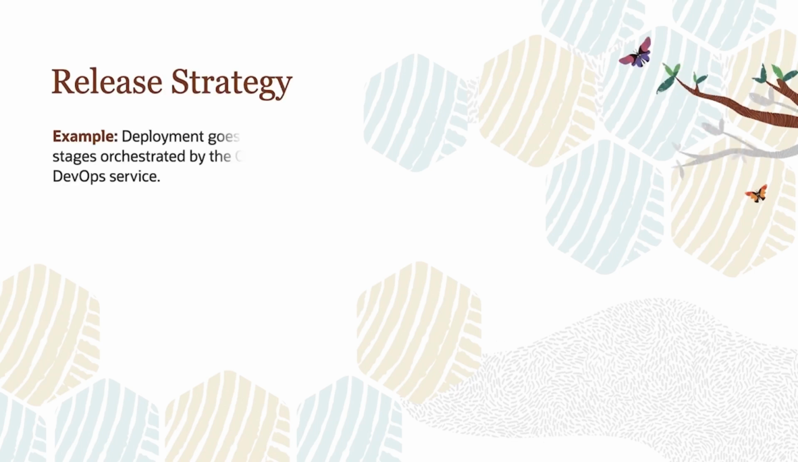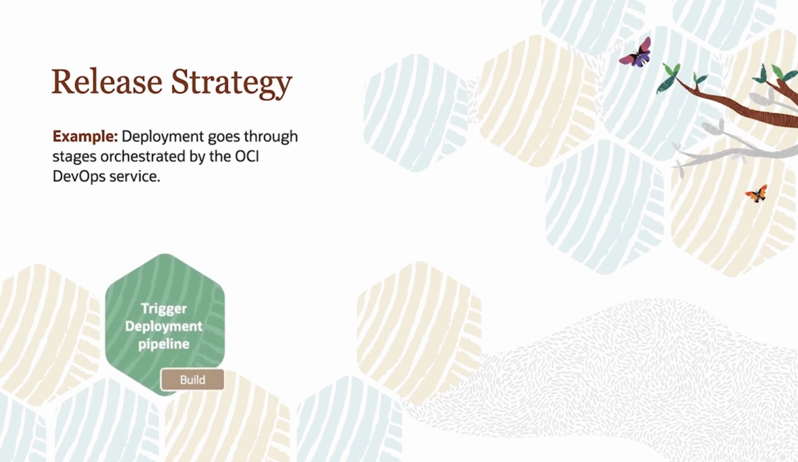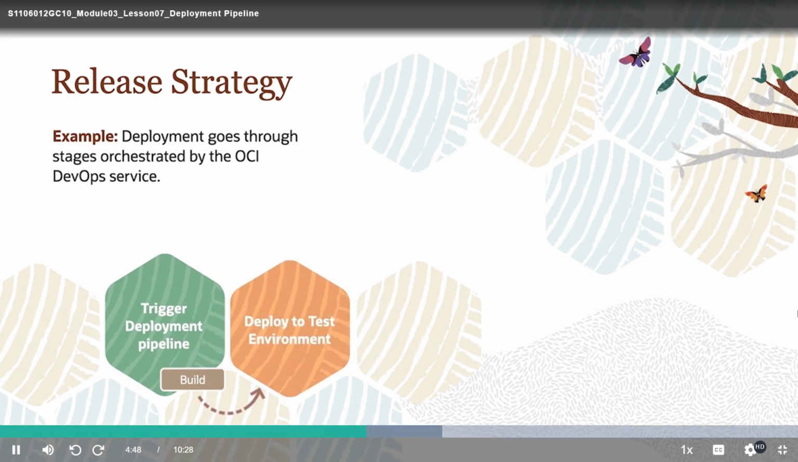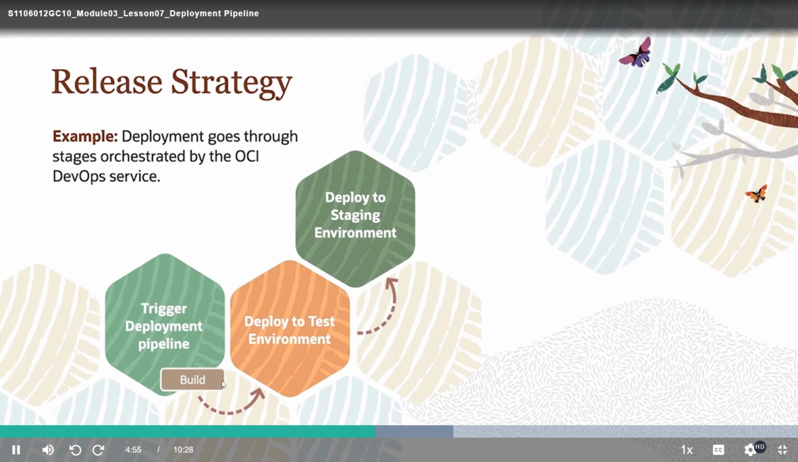Let's take a look at the release strategy. The deployment goes through these continuous delivery stages orchestrated by the OCI DevOps service. In this example, consider a build pipeline that executes successfully and generates artifacts for deployment. It is configured in a manner that it triggers the deployment pipeline. The deployment pipeline here depicts how we can deploy those artifacts onto the test environment to perform regression or security testing. If the test suite passes, then you can promote the artifacts to your staging environment.